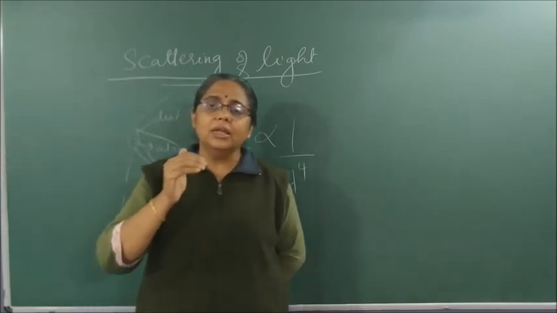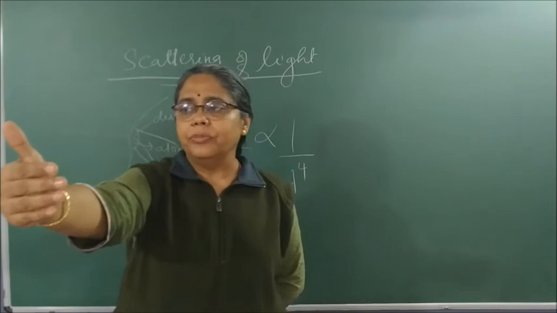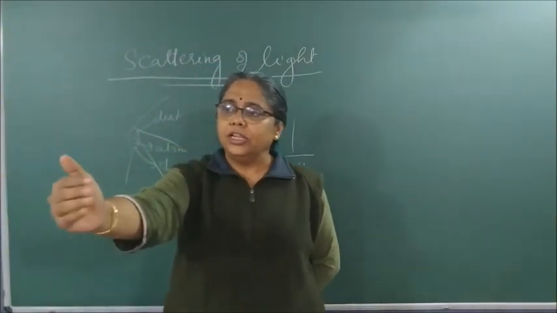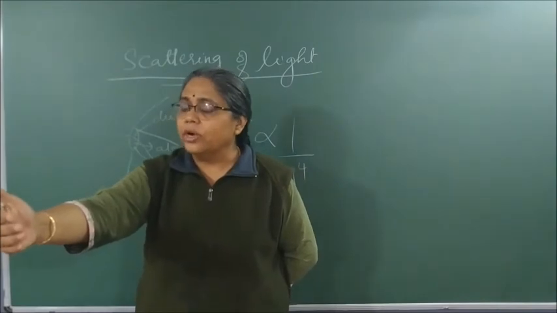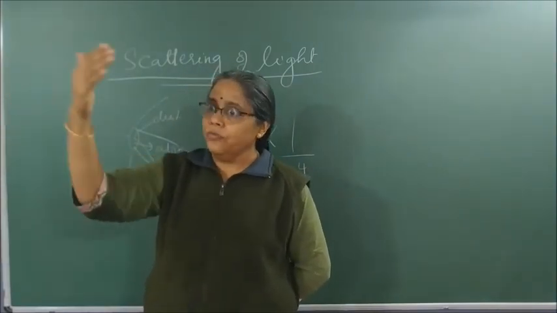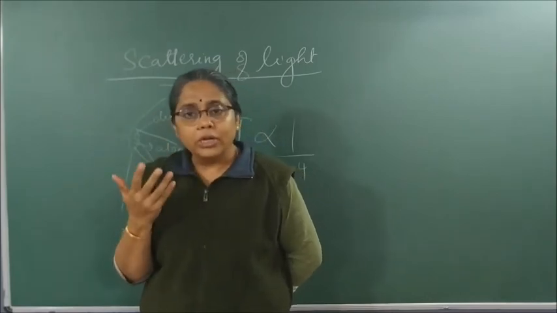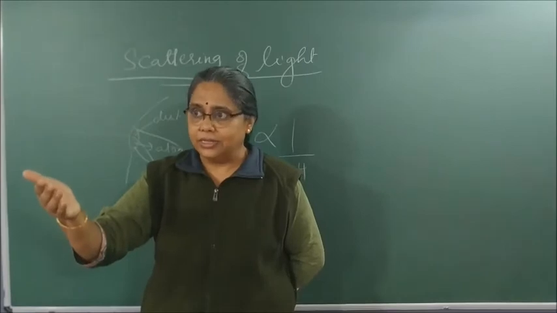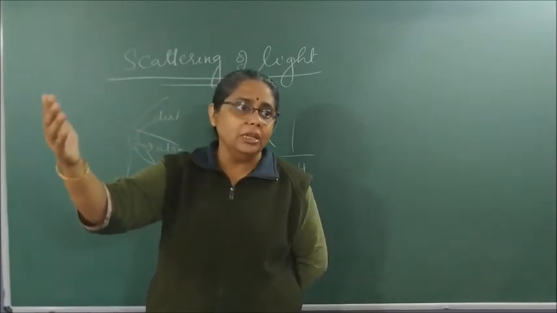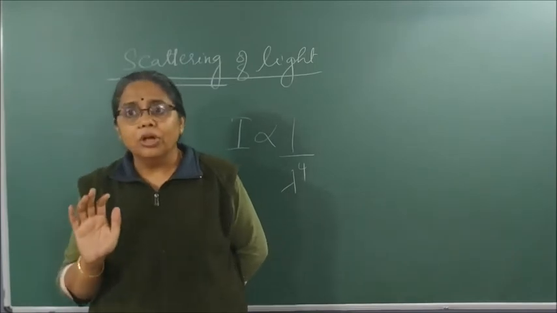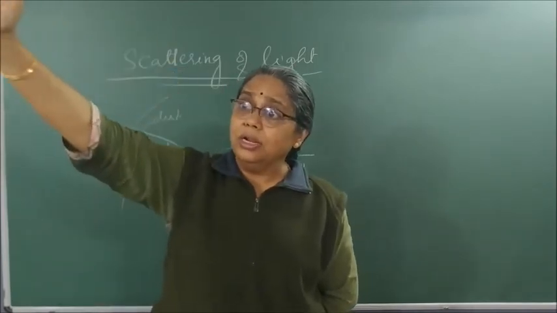But the sun is at the farthest distance from the observer on earth, and all the shorter wavelengths of light are already scattered. So what reaches the observer on earth when he focuses at the sun? Longer wavelengths of light. What are the longer wavelengths? Yellow, orange, red. And hence we see the sun orangish red. Understood? Because the sun is at the farthest distance.